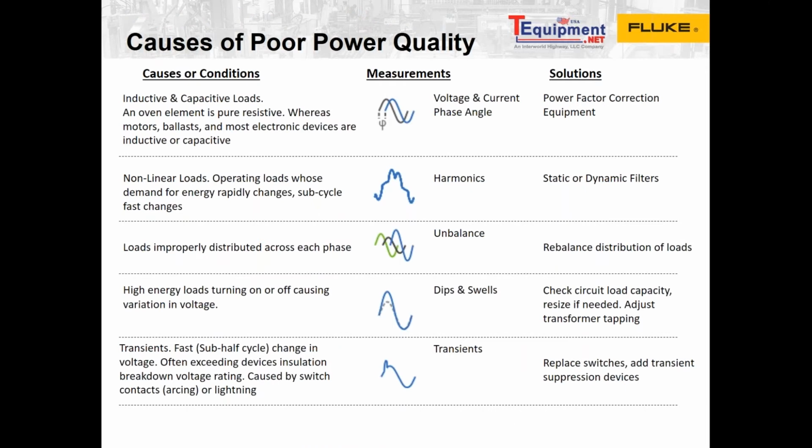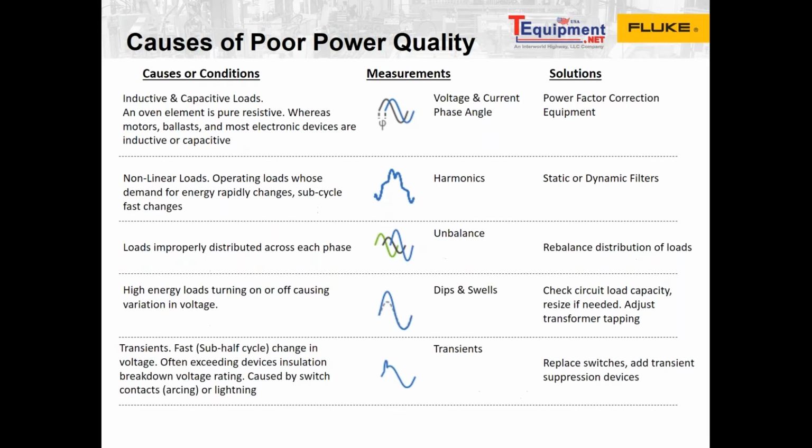Now, these are a list of poor power quality. So you can see at the top, there's inductive and capacitive loads. For example, an oven element is purely resistive, whereas things like motors, ballasts, and electronic devices are inductive or capacitive. So the measurement you would take there is the voltage and the current and the phase angle between the two. And then the solution usually is you would find out what exactly is the capacitance or inductance level, and then you'd purchase a power factor correction machine to put in line, kind of insert it in your circuit to fix and offset that phase shift.